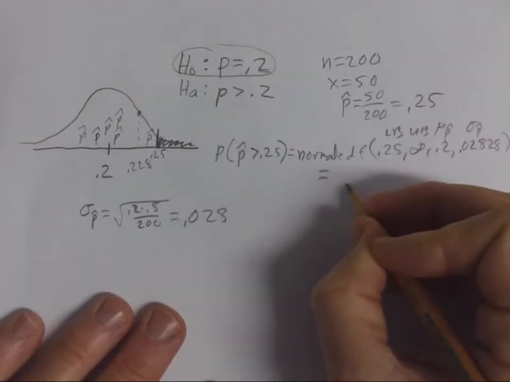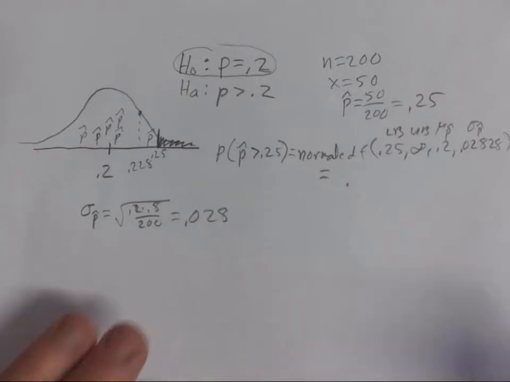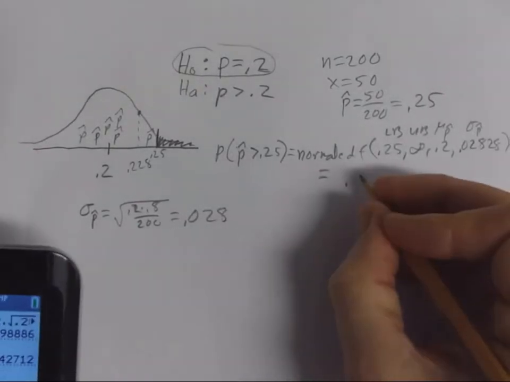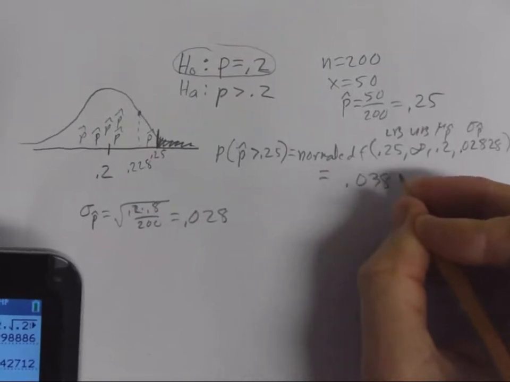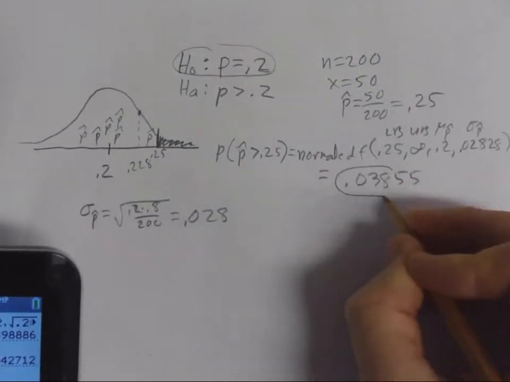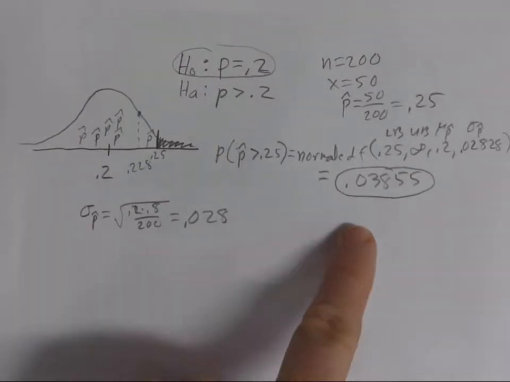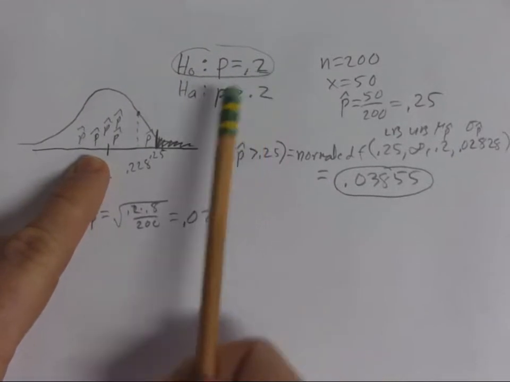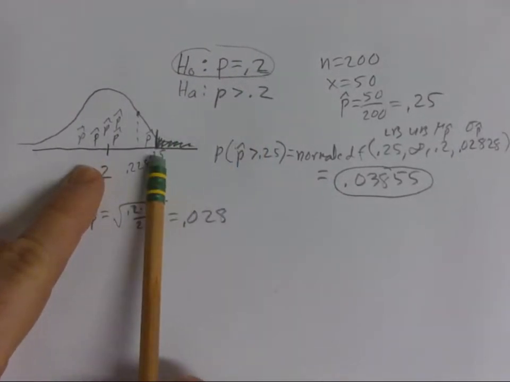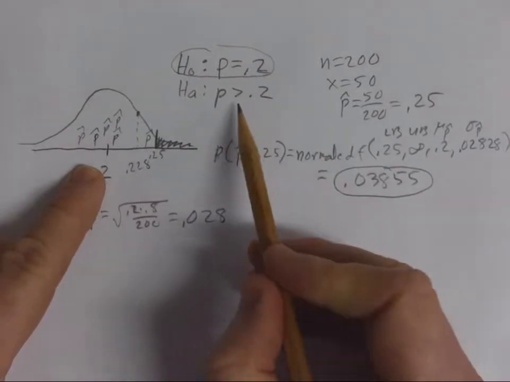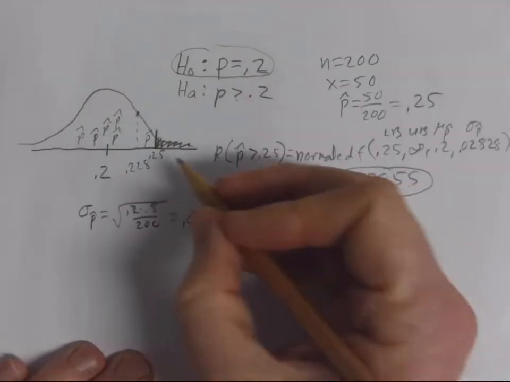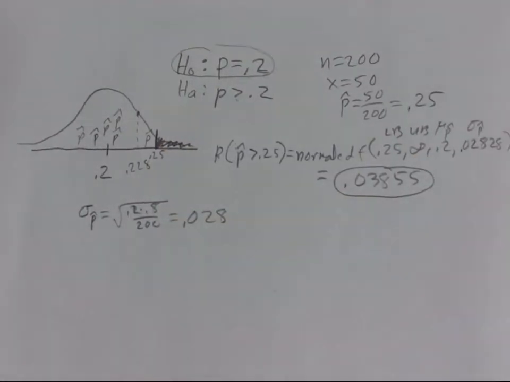And this, in fact, is equal to 0.03855. And in this chapter, and we actually called this in chapter 7, that's a p-value. That is the probability that, assuming the null is true, we would get a sample value this high or higher. The reason we go higher is because our alternative is greater than. We'll talk about all that. And so that is this area there.